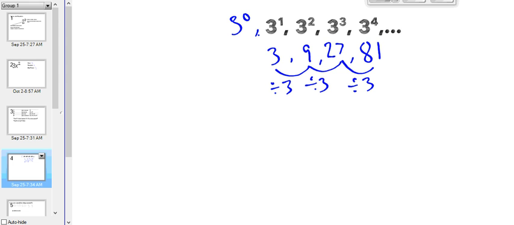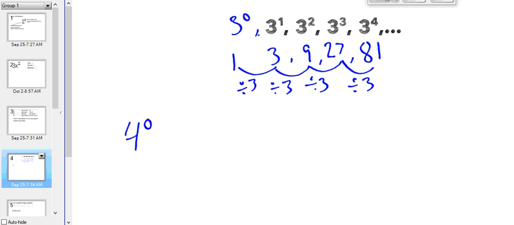So go back to your pattern, right? We divided by 3, divided by 3, divided by 3. So if the pattern's dividing by 3, what is 3 divided by 3? And hopefully you're answering right now in your head that 3 divided by 3 is 1, which means that 3 to the 0th power is equal to 1. We could keep going and show you what negative exponents look like, but I think we'll stop right there for today. So 3 to the 0th power equals 1.